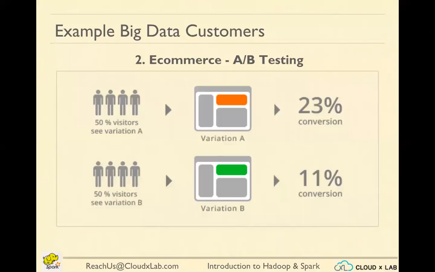Here you can see that variation A is giving 23% conversions while variation B is giving us 11% conversions. So which one do you think you should choose? Which color do you choose? Yes, based on this data, we should choose A, that is red.